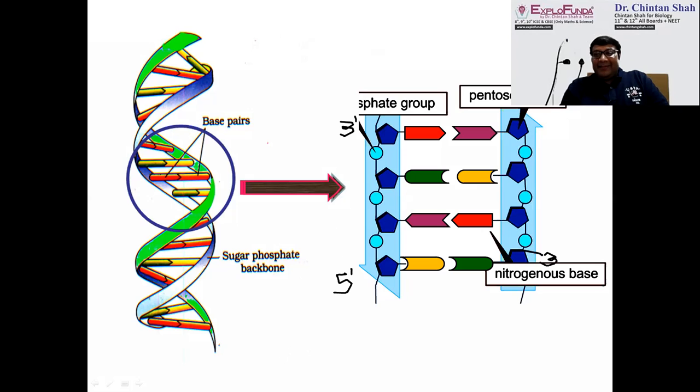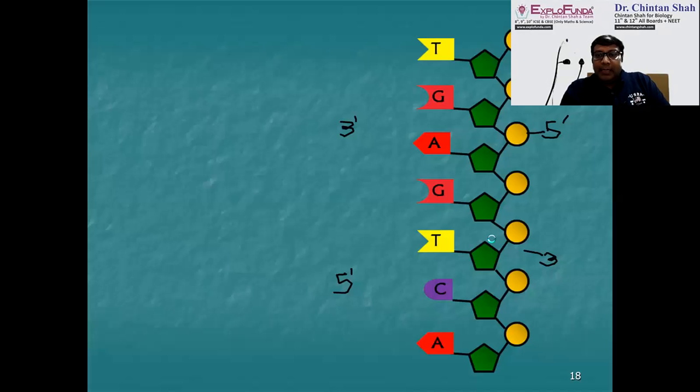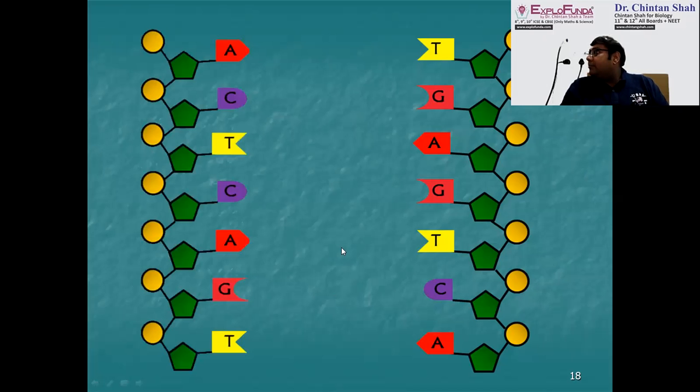Okay, so let's go further with the DNA. Here you can see the first, second, third. The third nucleotide is combined with the next nucleotide's fifth carbon. The first nucleotide's third carbon is combined with the next nucleotide's fifth carbon. These two combine with each other.